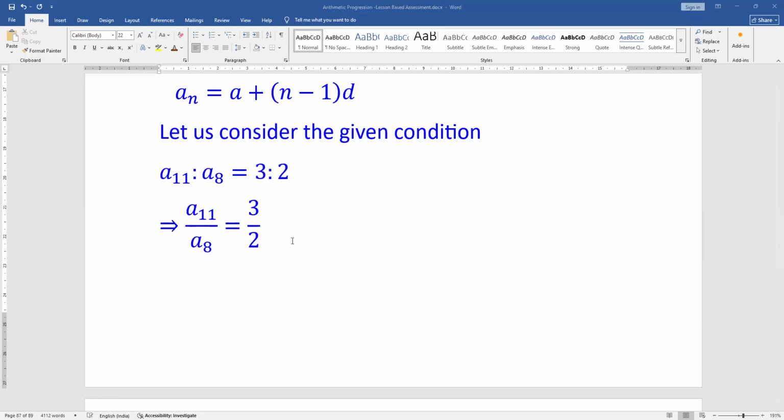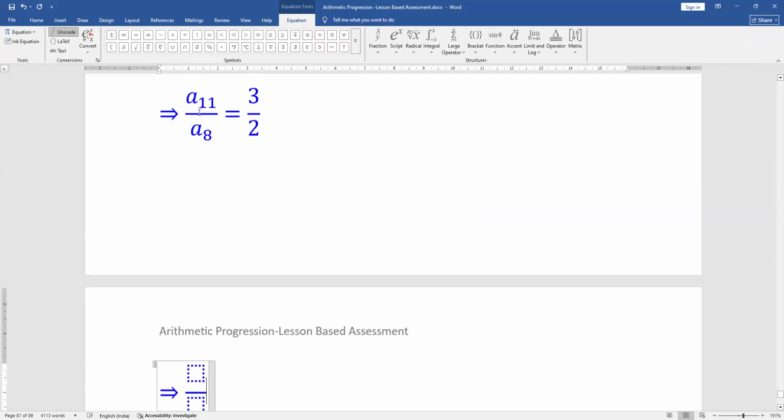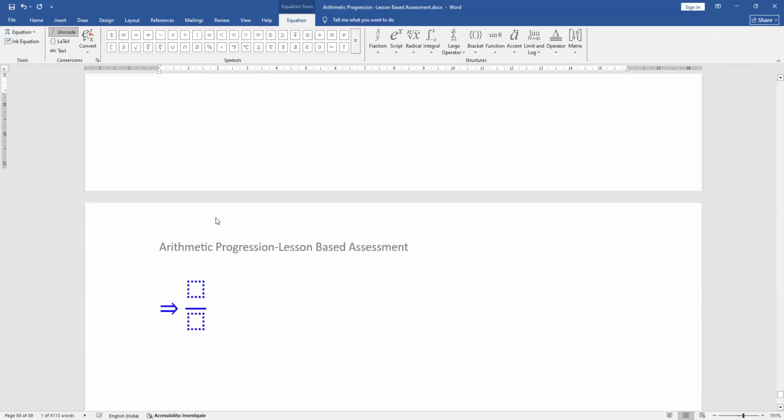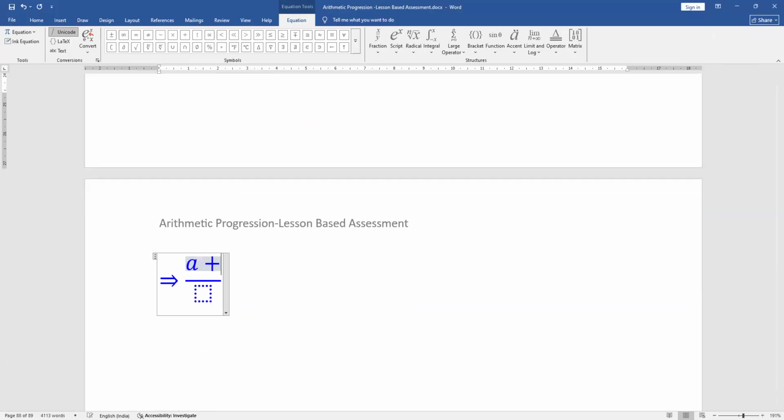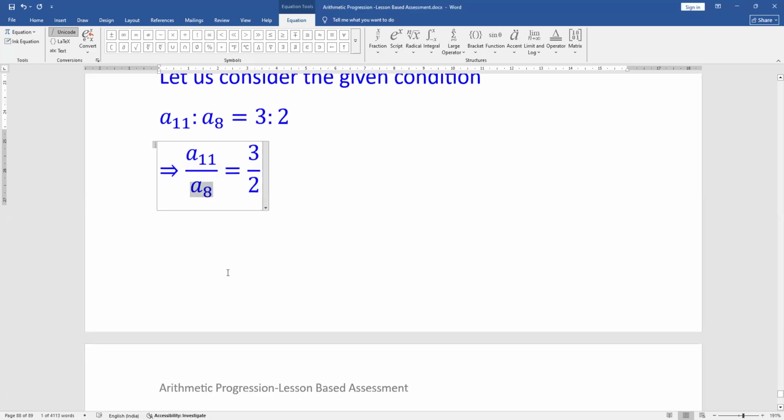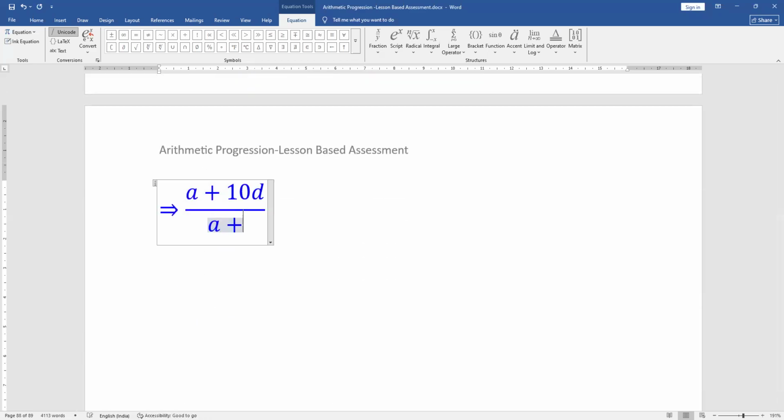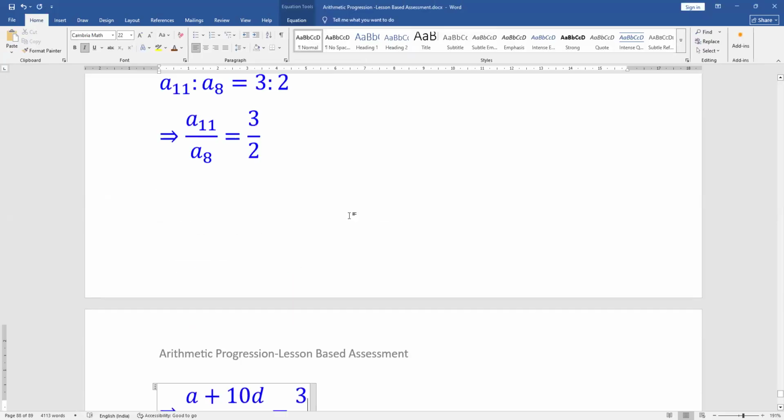Now I write the next step. Here A11, what can I write A11 as? It is A plus 10D, correct? In the same way, what is A8, people? A8 is A plus 7D. Correct? And on the right hand side I get 3 by 2, written as it is, no changes.